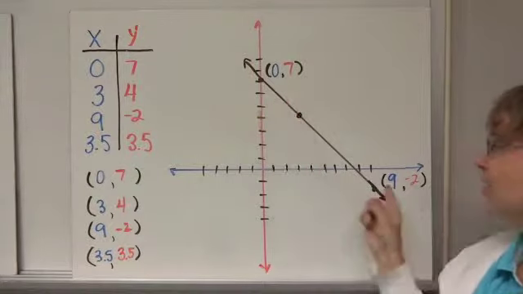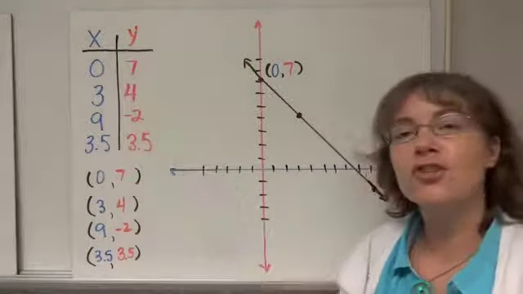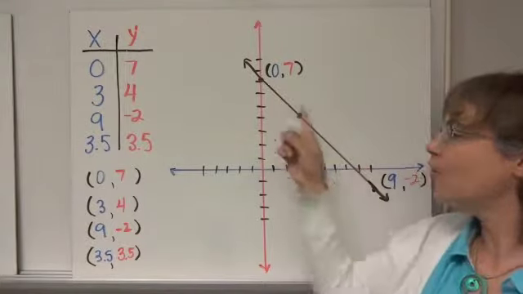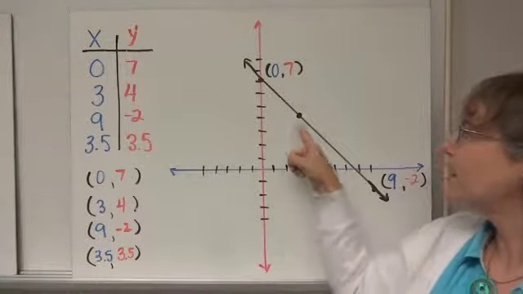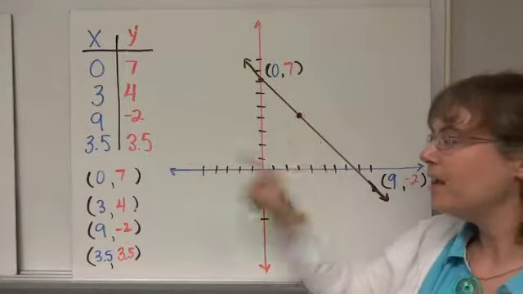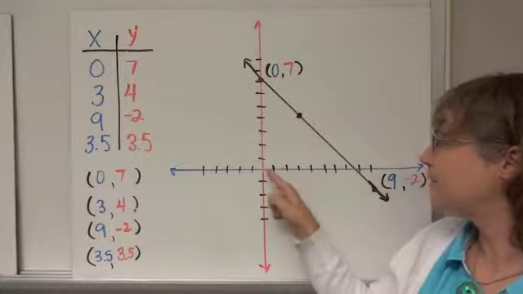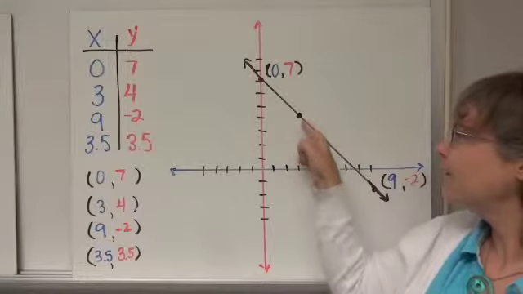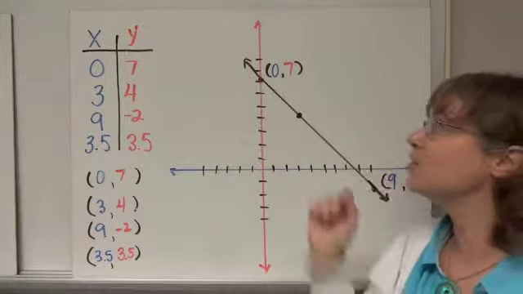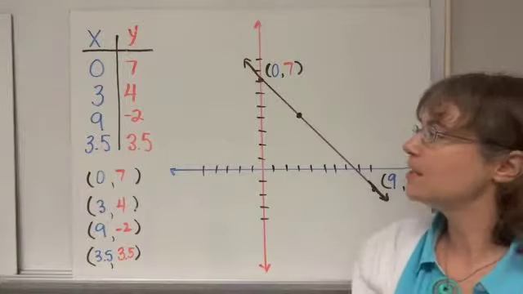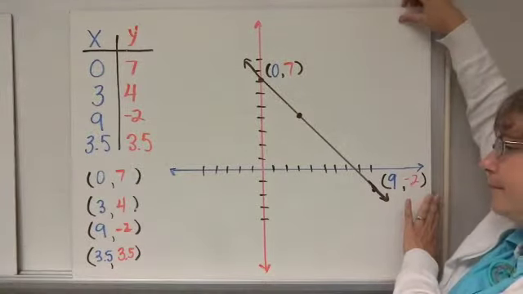Now when I connect those, all of these other solutions I came up with are also on this line. So if we look at (3, 4), over 3, up 4, and we have that on there. And we also have (3.5, 3.5), over 3.5, up 3.5, and there we have another solution. It's got infinitely many solutions, but we only need 2 points in order to graph that line.